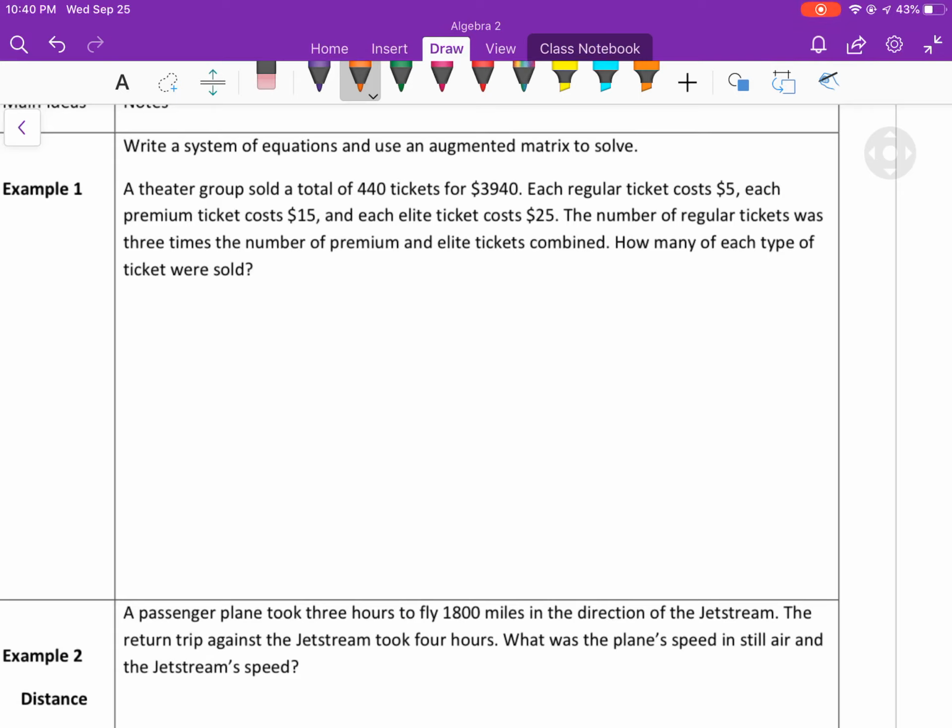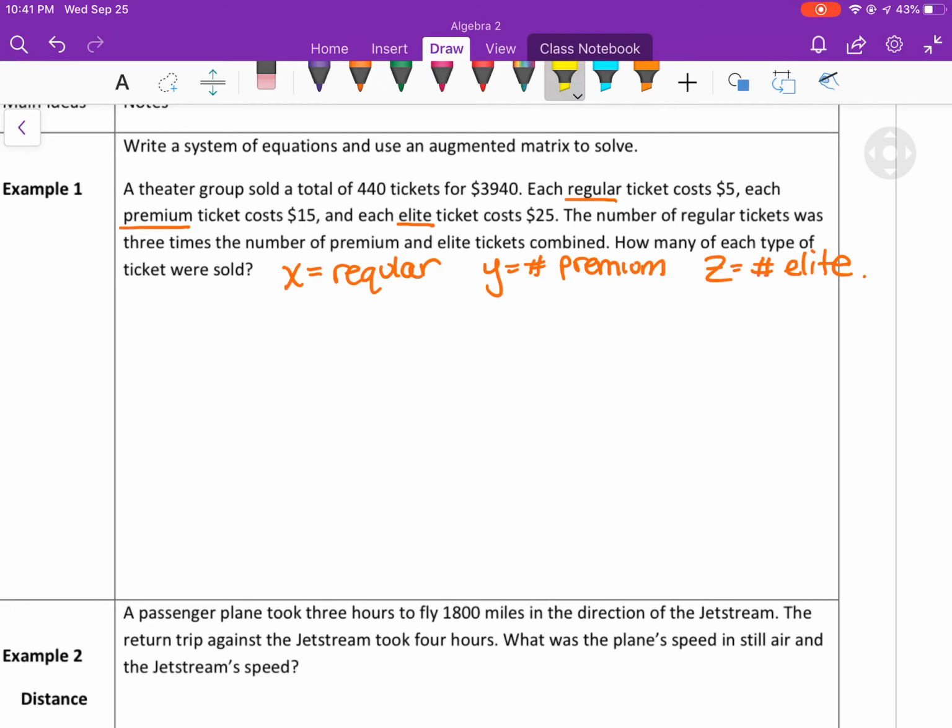So first we have to define our variables. We have 3 types of tickets: regular, premium, and elite. So we'll do X equals the number of regular tickets, Y equals the number of premium tickets, and we'll let Z equal the number of elite tickets. All right, then we're going to have 3 variables, so I know I'm going to need 3 equations.